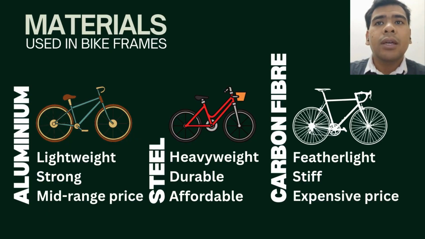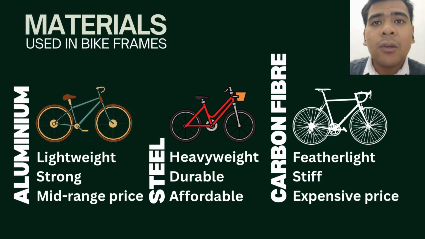Alright, so there are several materials commonly used in bike frames. The first one is aluminium. Aluminium has lightweight and strong characteristics, and the price is mid range. The second one is steel. Steel has a heavyweight characteristic, but it is durable, and for sure the price is affordable.